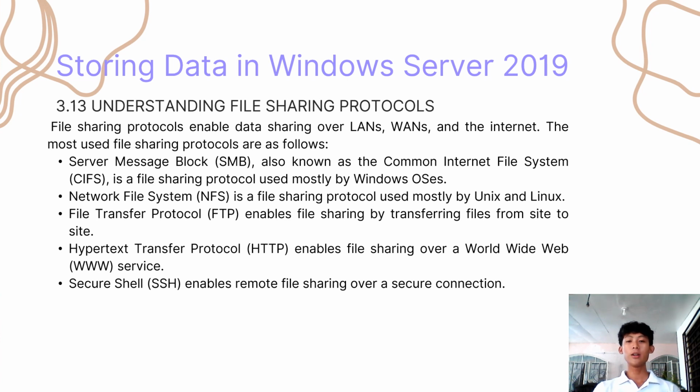Understanding file sharing protocols. File sharing protocols enable data sharing over LANs, WANs, and the Internet. The most used file sharing protocols are as follows. Server Message Block, SMB, also known as the Common Internet File System, CIFS, is a file sharing protocol used mostly by Windows OS. Network File System, or NFS, is a file sharing protocol used mostly by Unix and Linux.